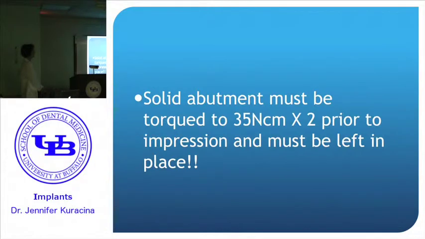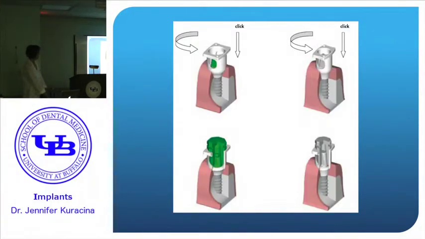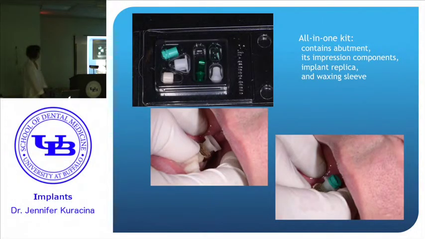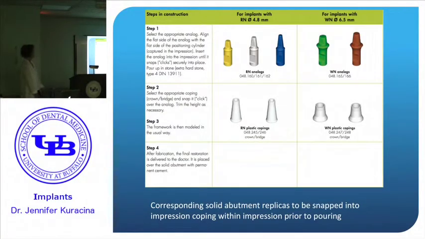All right, so these are designed to go in the mouth and stay in the mouth. You must torque them before you make your impression. So just showing the placement of the abutment and torquing it, and how the impression components fit. You place the basket and then the positioning cylinder. And then you're going to insert an abutment replica into your impression to make your cast.